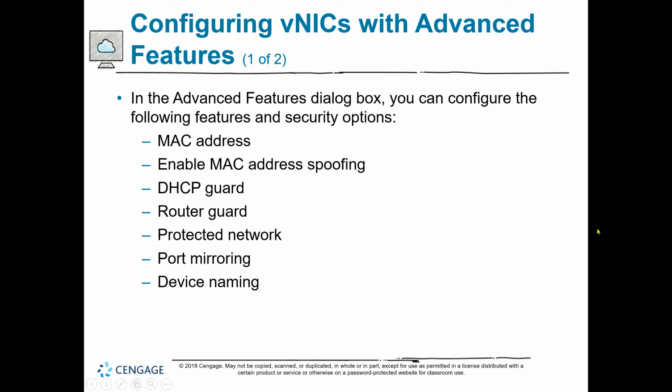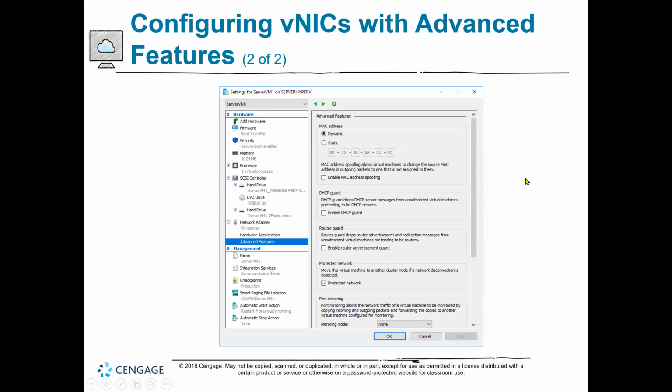Configuring vNICs with advanced features. In the advanced features dialog box, you can configure the following features and security options. You can do MAC addresses, enable MAC address spoofing, which when you're doing virtual stuff is very helpful. DHCP guard, router guard, protected network, port mirroring, and device naming. And here you can see the advanced features screen with all that information on it.